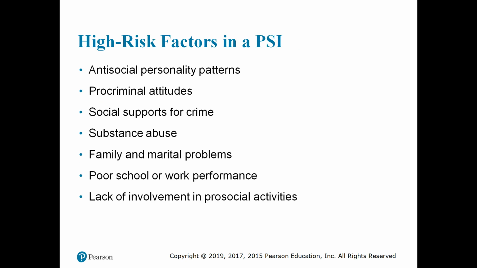Some of the high risk factors in a PSI that you will be writing about are any antisocial personality patterns that the person has. What is their attitude? Do they have any social support for crime or their life outside? Do they have family issues? Do they have a house? Do they have a home to go to? Do they go to school? Do they have a job? All these little things, plus about 15 different other things, are included in the high risk factors of the PSI.